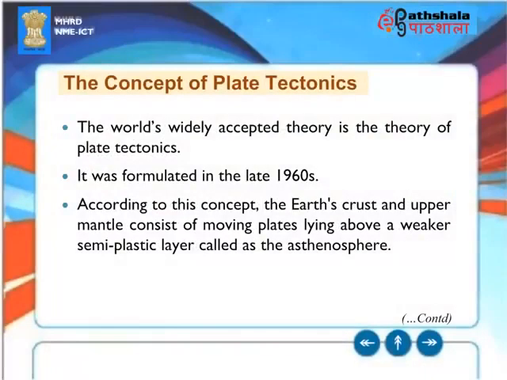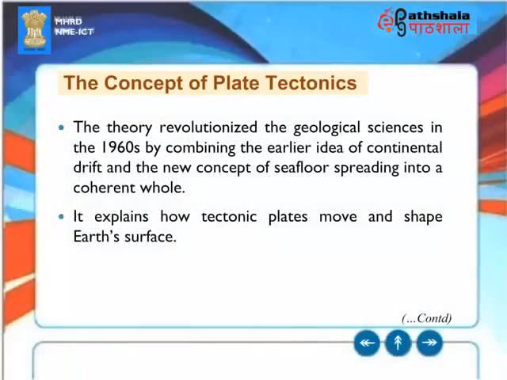The concept of plate tectonics. The world's widely accepted theory is the theory of plate tectonics. It was formulated in the late 1960s. According to this concept, the Earth's crust and upper mantle consist of moving plates lying above a weaker semi-plastic layer called the asthenosphere. The theory revolutionized the geological sciences in the 1960s by combining the earlier idea of continental drift and the new concept of seafloor spreading into a coherent whole. It explains how tectonic plates move and shape the Earth's surface.